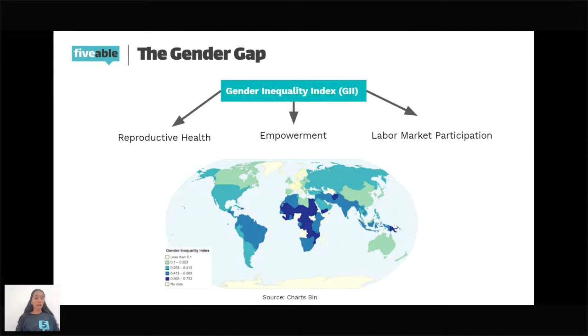And then they also look at how many females get a secondary education, so that can also be a factor in empowerment. And then labor market participation just looks at how many females are part of the labor force after they're 15 or older. And this composite score measures how much potential human development is lost to the gender gap. So you can see these dark blue countries on the map, they're losing from 50 to 70% of their potential because of the differences between males and females, while the countries in the light green shade are only losing about 10 to 25% because of the gender gap.